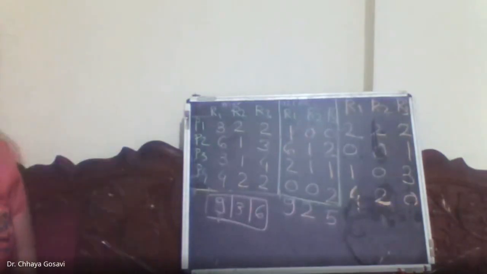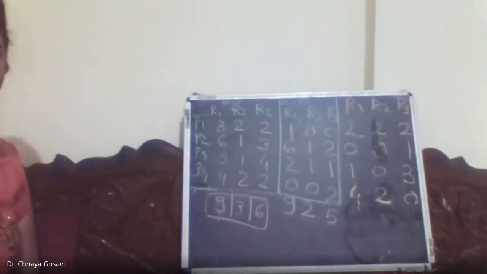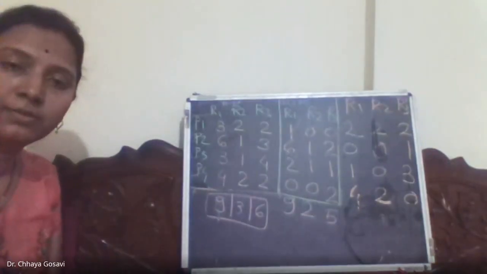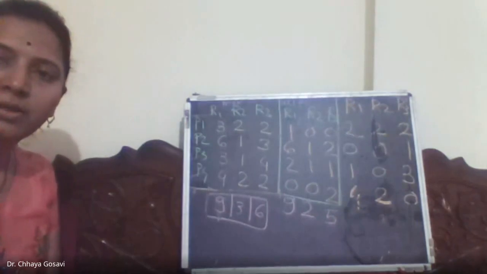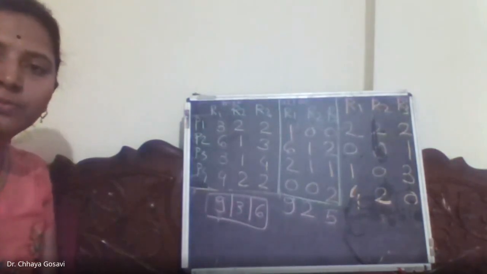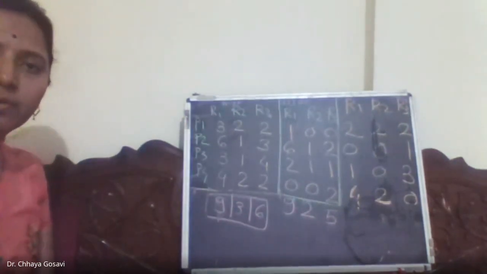So this is called Banker's algorithm. Any queries here? Any queries about Banker's algorithm? Okay. Then we can move ahead.